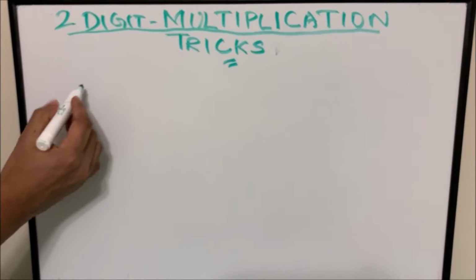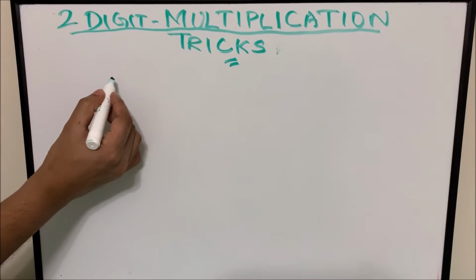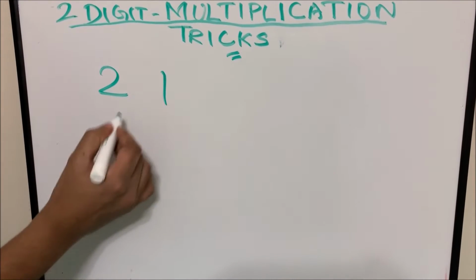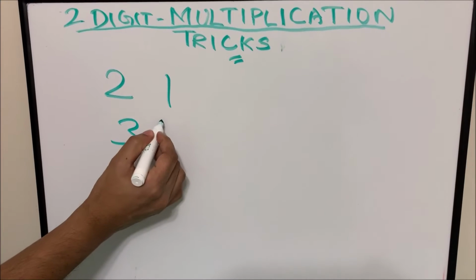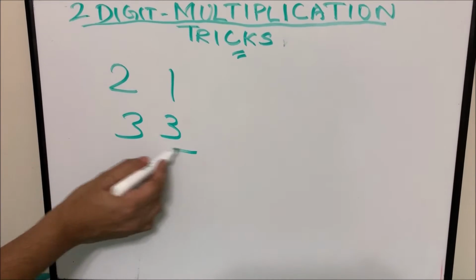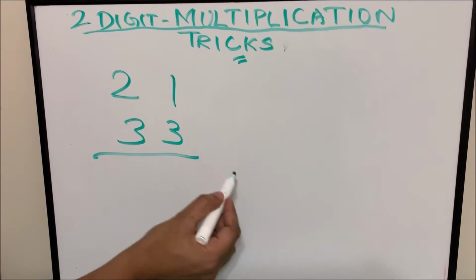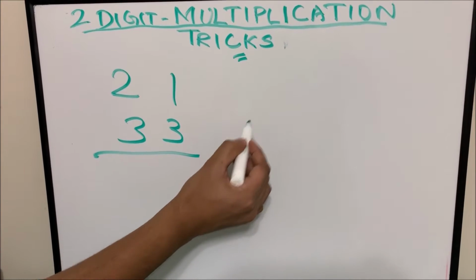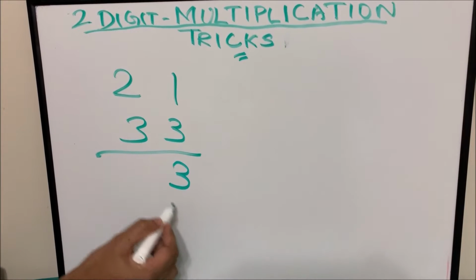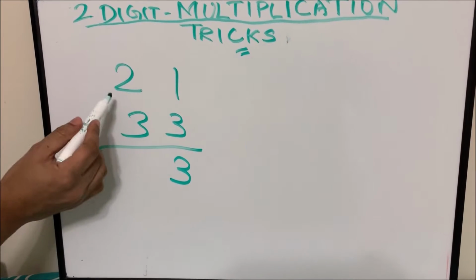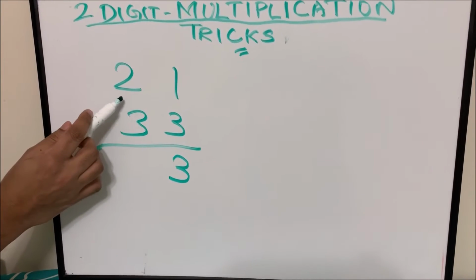For this, I am taking one example, say 21 and 33. Here the first step is to multiply the right side digits, that is 1 and 3. So I multiply 1 and 3, and the answer is 3. I am writing it here.